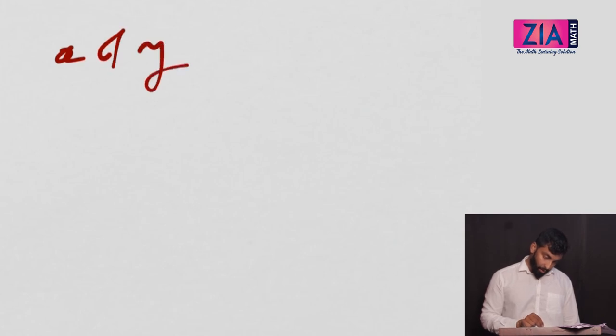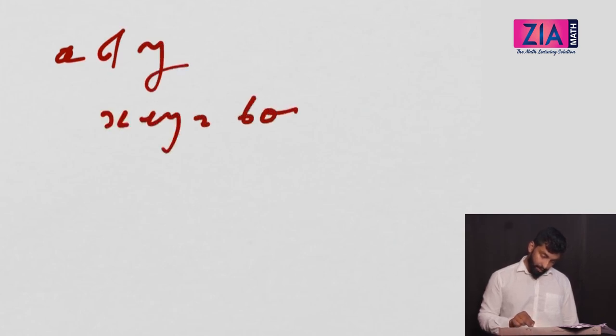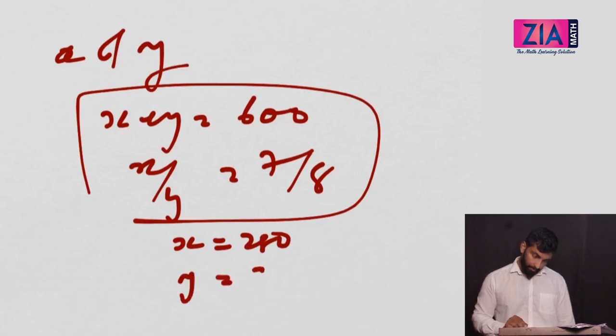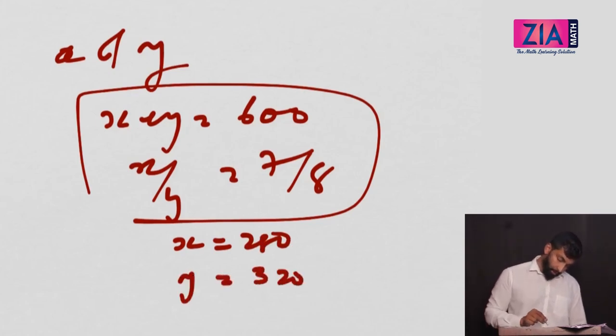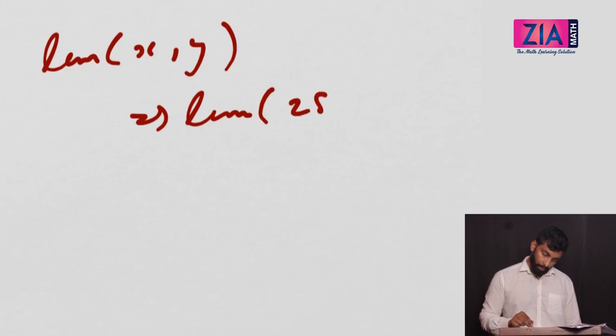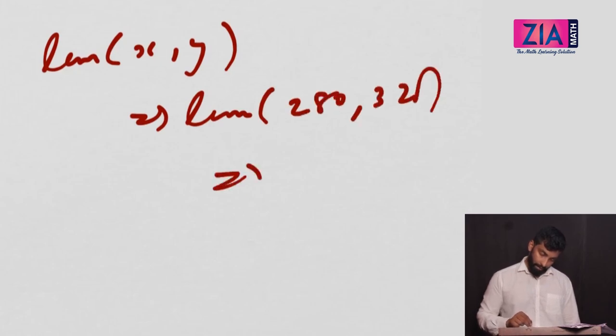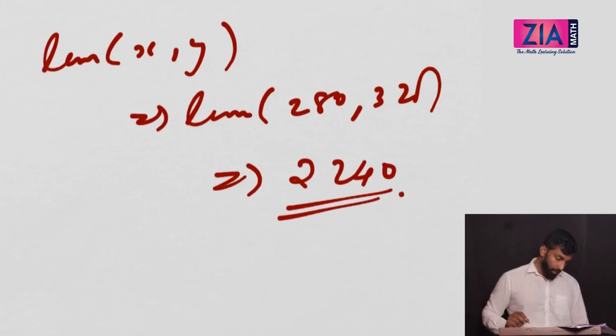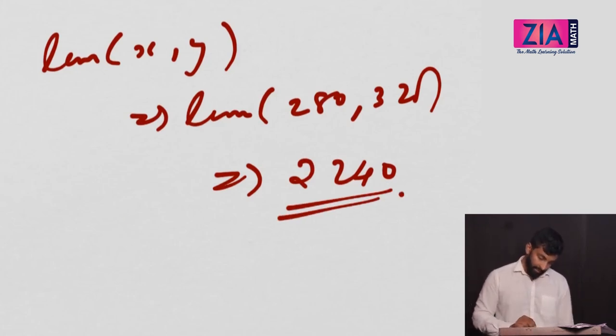Now here you assume that the numbers are x and y. So x plus y is equal to 600, which is given. x by y is equal to 7 by 8, which is given. Now if you solve these equations, you get x as 280 and y as 320. So what you need to do is find the LCM of x comma y, which is equal to the LCM of 280 comma 320, which you will get as 2240. This calculation you can do later, right? 2240. So which one will you pick? You will pick C as your correct answer.